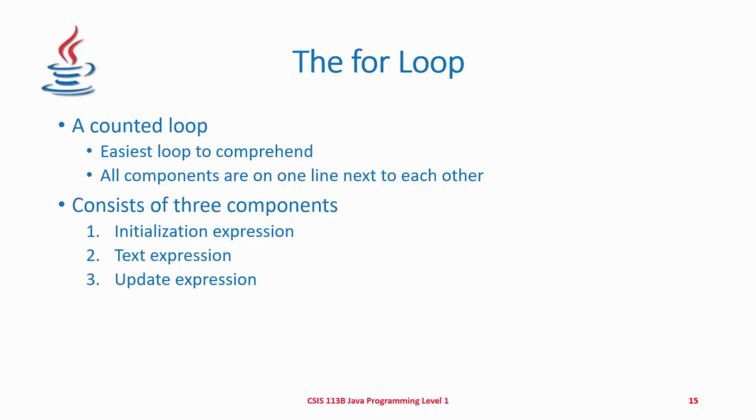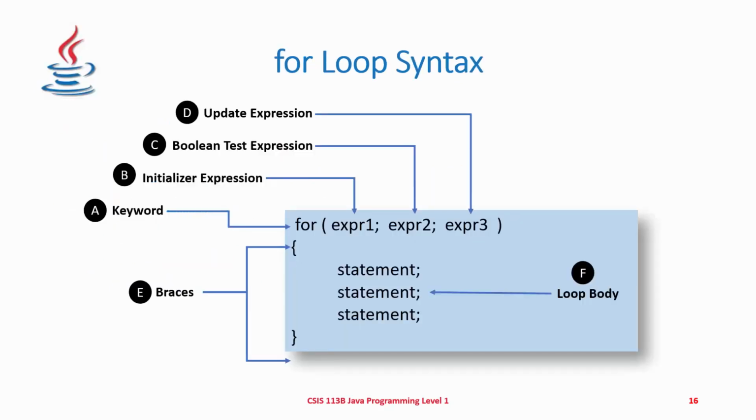Next, we're looking at the for loop. It's a counted loop, probably the easiest loop to comprehend. All the components are on a single line next to each other. It consists of three components: the initialization expression, the test expression, and then the update expression. Here's a graphic to represent that.